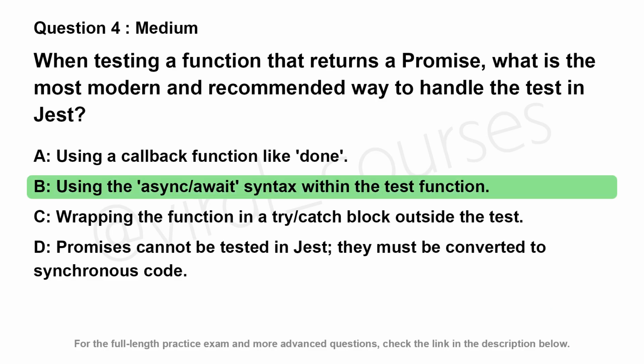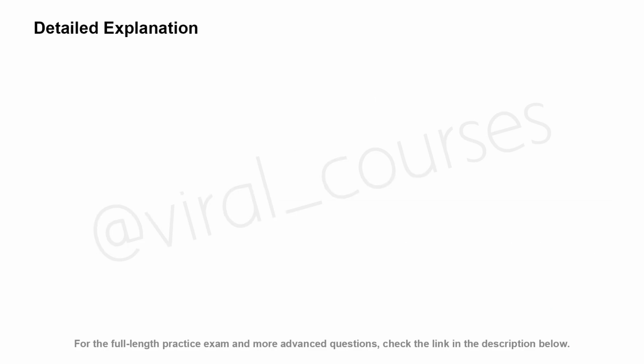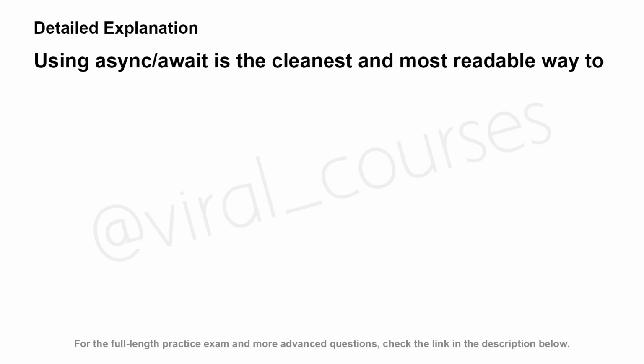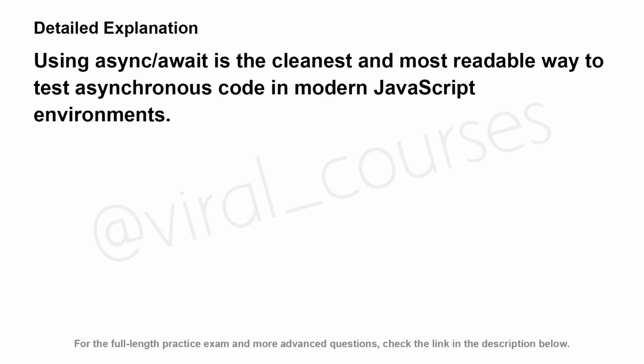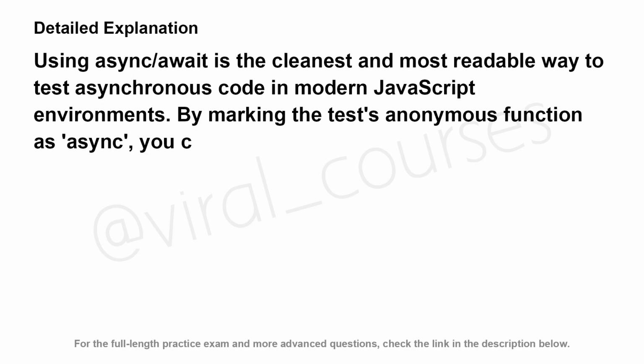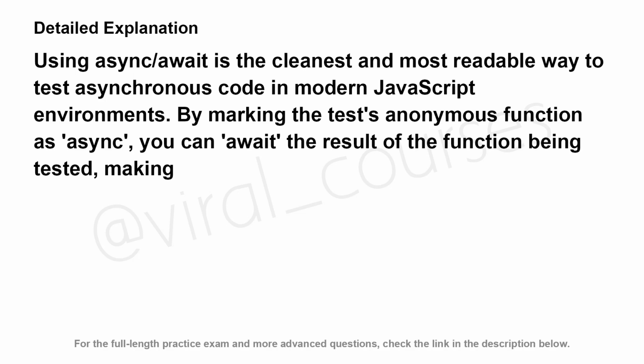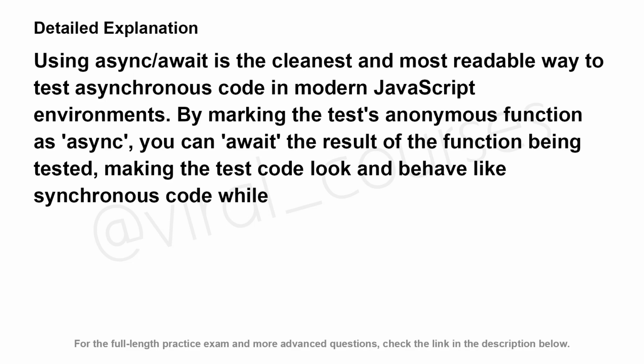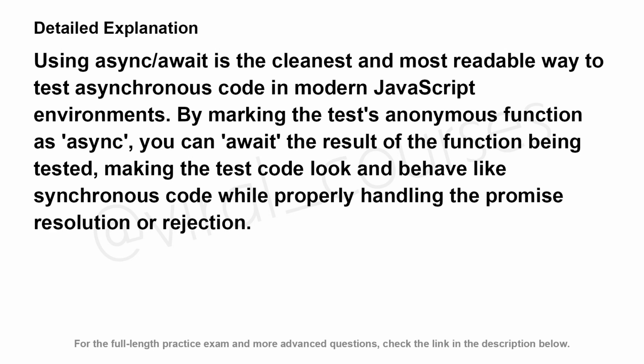The correct answer is B. Using async await is the cleanest and most readable way to test asynchronous code in modern JavaScript environments. By marking the test's anonymous function as async, you can await the result of the function being tested, making the test code look and behave like synchronous code while properly handling the promise resolution or rejection.